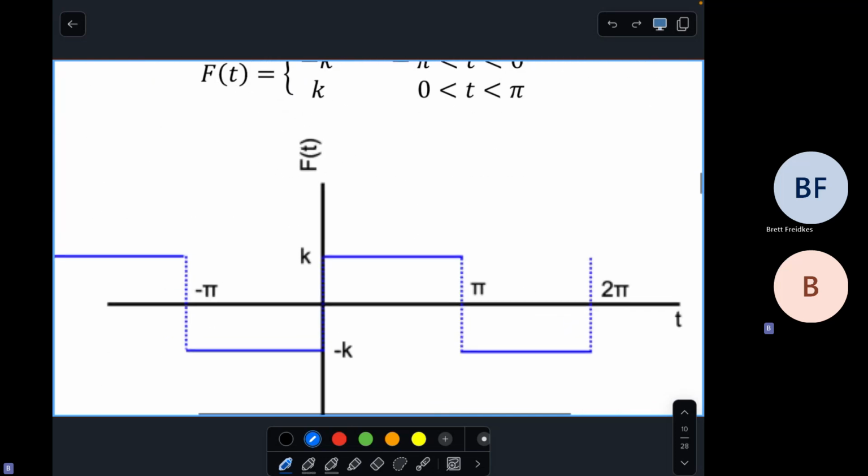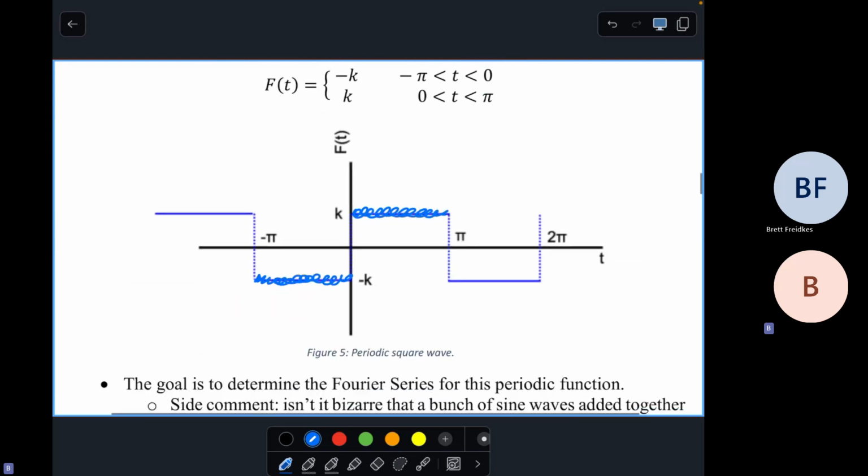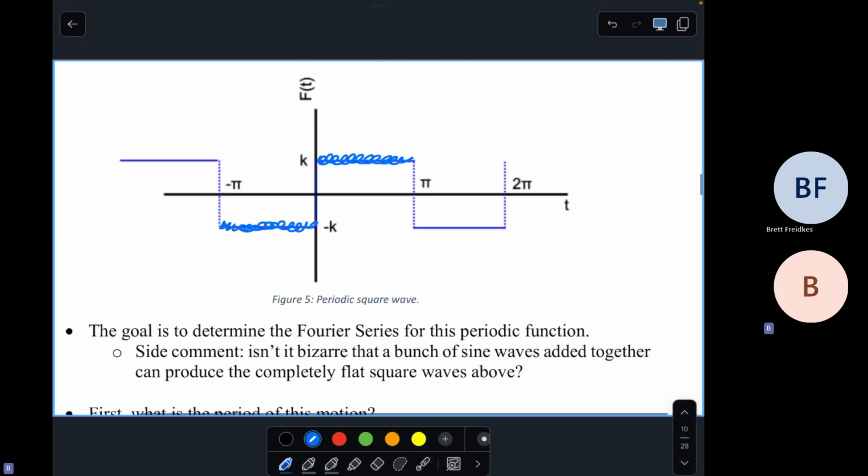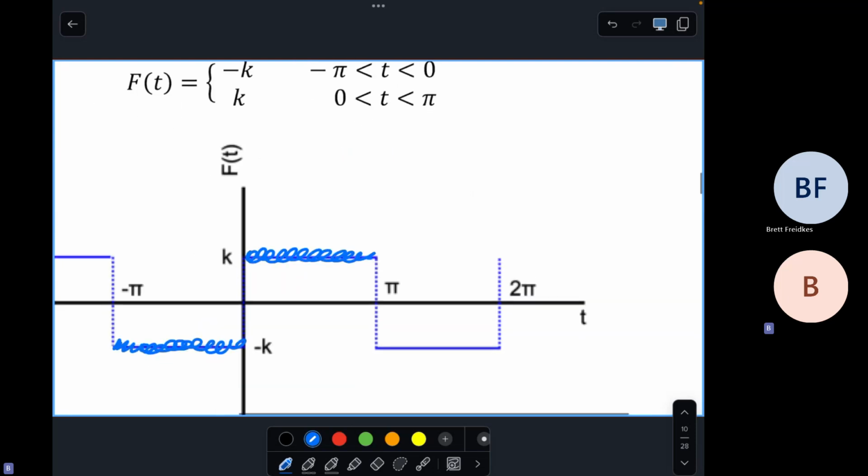So we did an example here. This is an odd function. We can see that because it's symmetric about the origin. So I'm going to look at this and this, and then we see that the motion repeats itself. So that is our periodic function, and our goal is to determine what the Fourier series is. Looking at this, what's the period of the motion? Yeah, it goes from negative pi to pi. This distance here is 2 pi, right? That's 2 pi.